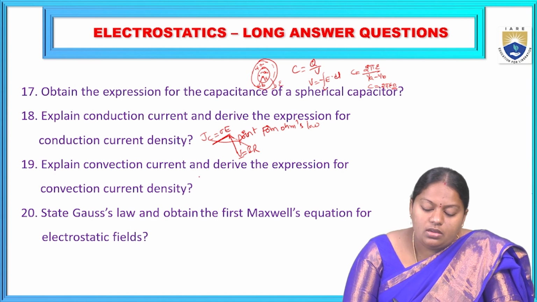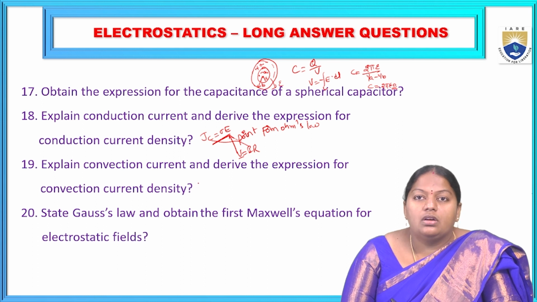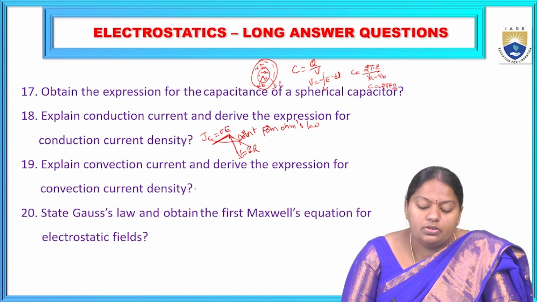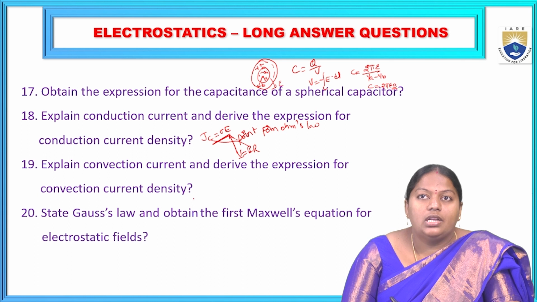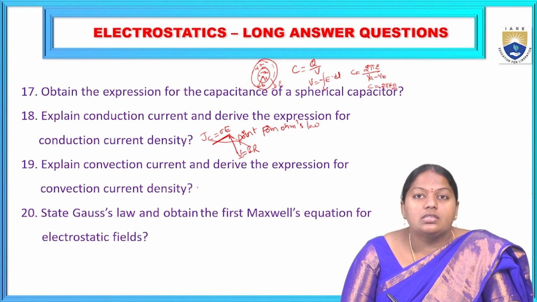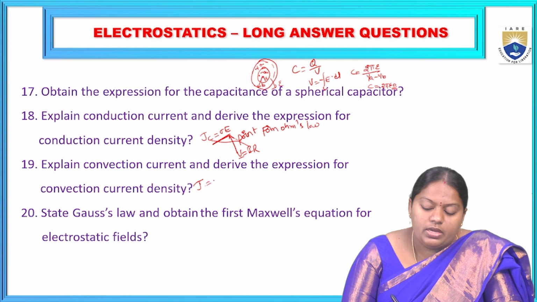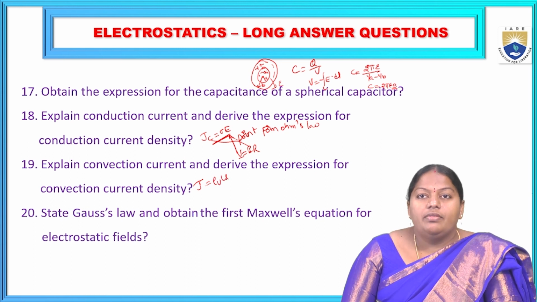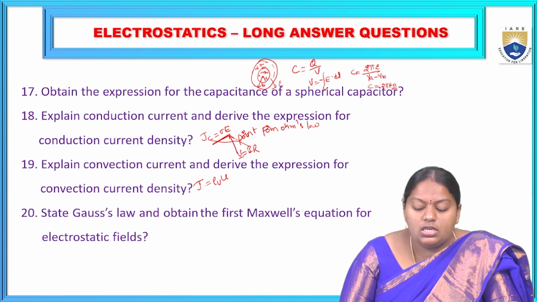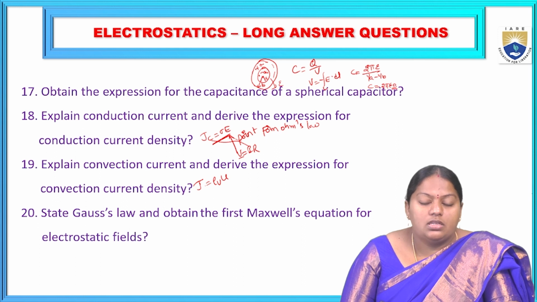Next, convection current density. Depending upon the current densities, we are going to use two types of current densities in electrostatics. One is convection current density and another one is conduction current density. Convection current density doesn't require any conducting medium, and in this case J is given by rho V into U, where rho V is the volume charge density and U is the velocity of the charge.